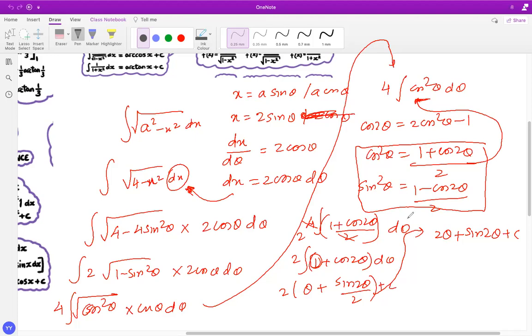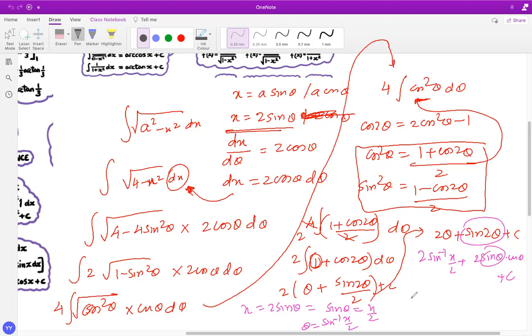Now we have to do the substitution back. We had taken x as 2 sine theta. So sine theta is x over 2, and theta is sine inverse of x over 2. Now we get 2 times sine inverse x over 2 plus, for sine 2 theta, I can use the double angle formula, which is 2 sine theta cos theta, plus c.